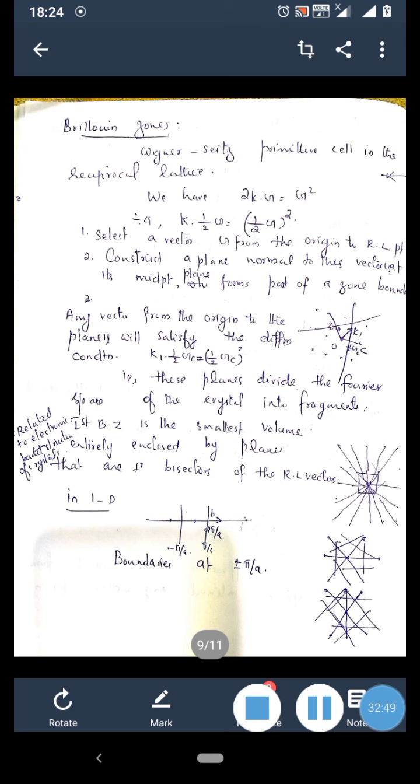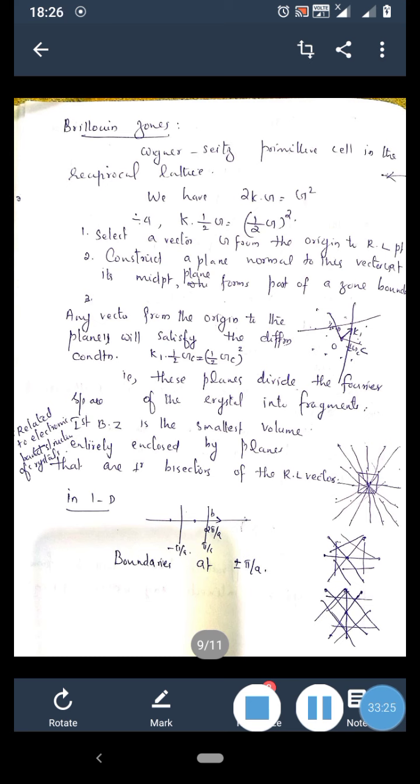Then next we can go through the Brillouin zones. Brillouin zones are defined as the Wigner-Seitz primitive cell in the reciprocal lattice. You know the method which we have used to construct the primitive cell using the Wigner-Seitz method. Similarly, we can construct the primitive cell of the reciprocal lattice, and that is termed the Brillouin zone. We have the equation 2k dot g is equal to g square as the condition for diffraction to occur. Dividing it throughout by 4, we get k dot half g is equal to half g the whole square.